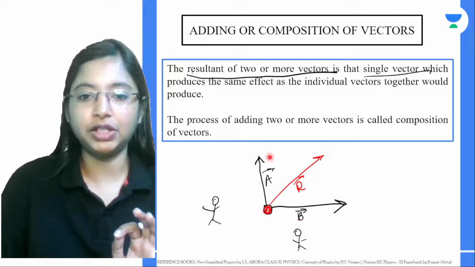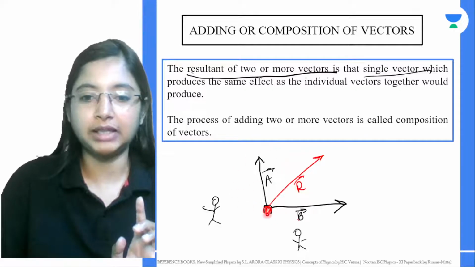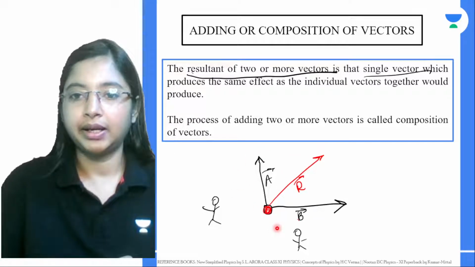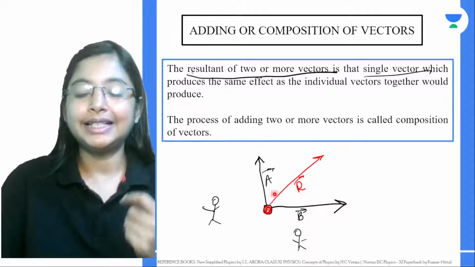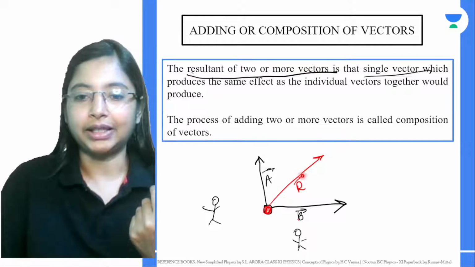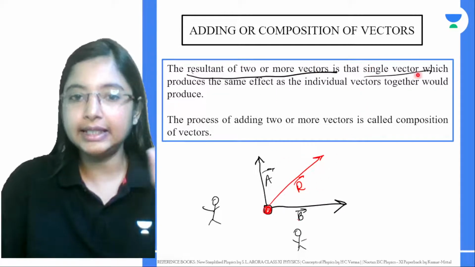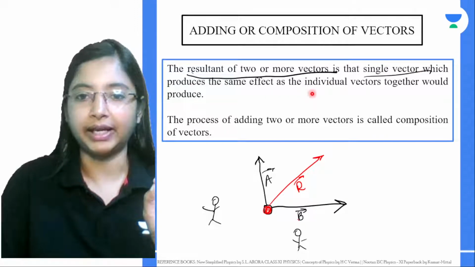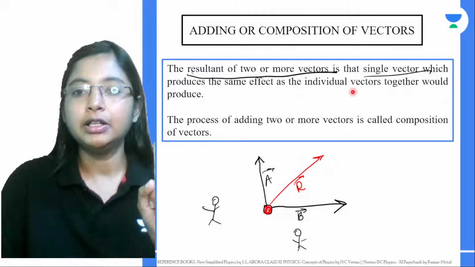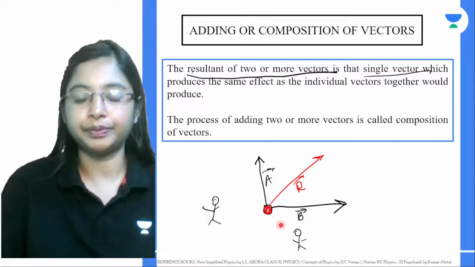Because of the addition of these two vectors, because of this force that was applied and this force that was applied, this started moving in this direction. Now the resultant of two or more vectors is that single vector which produces the same effect as the individual vectors together would produce.